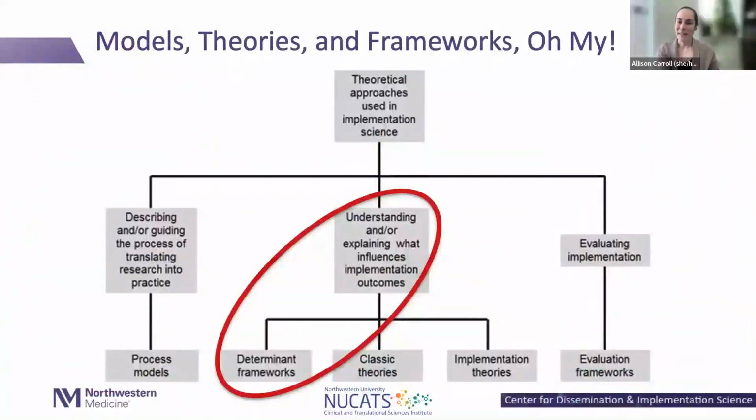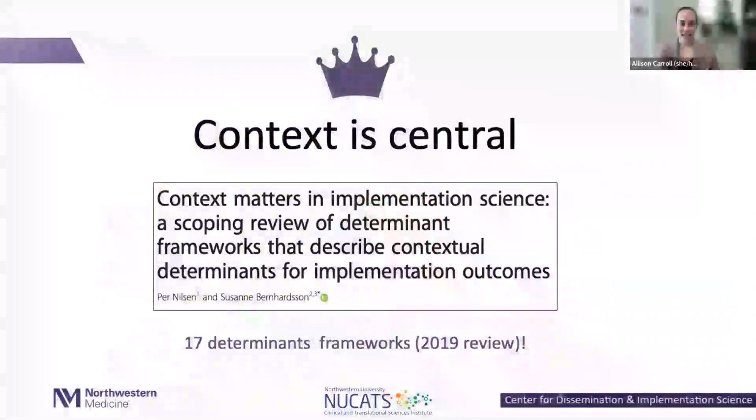And then one last slide to reorient you here. We're keeping in mind that all models are wrong, but some are useful. And the only incorrect model is one that is misapplied. So here, when we're thinking about determinants frameworks, it's because we want to understand and/or explain what influences implementation outcomes.